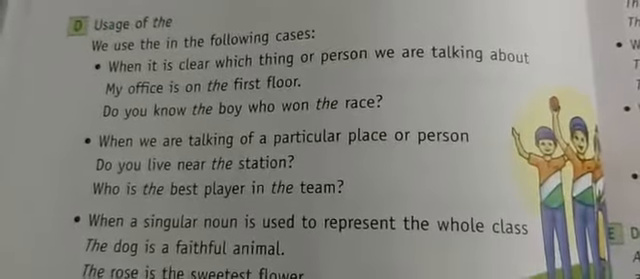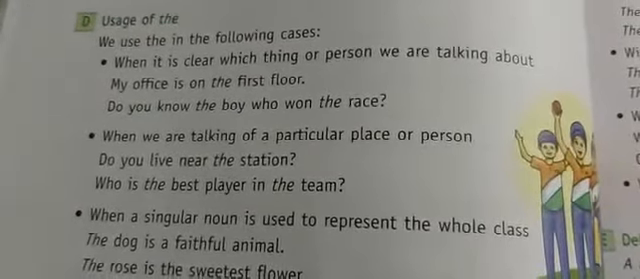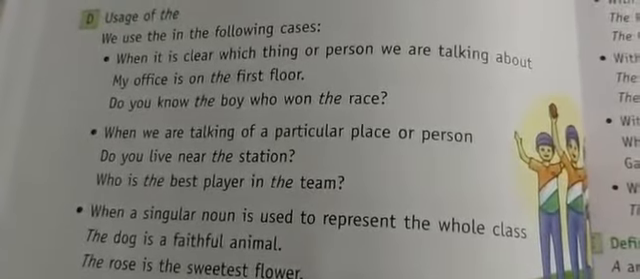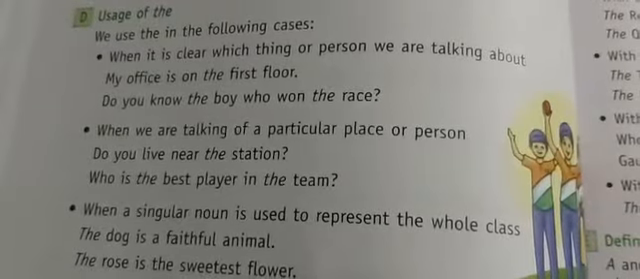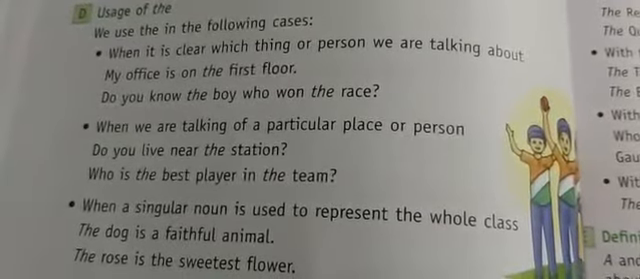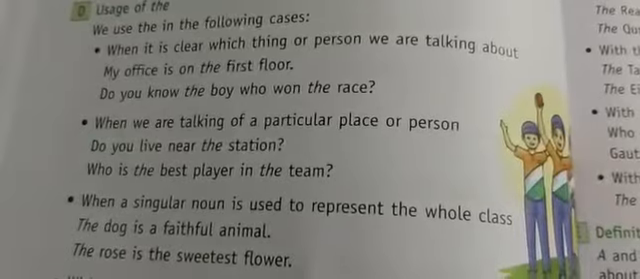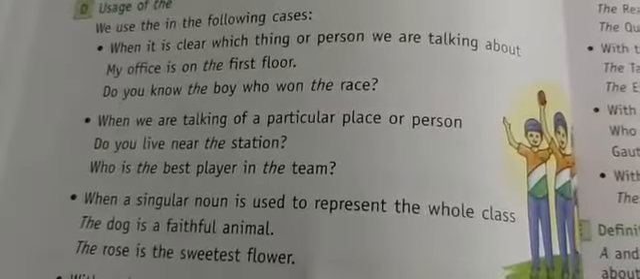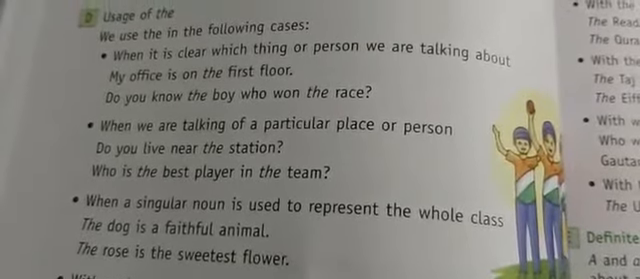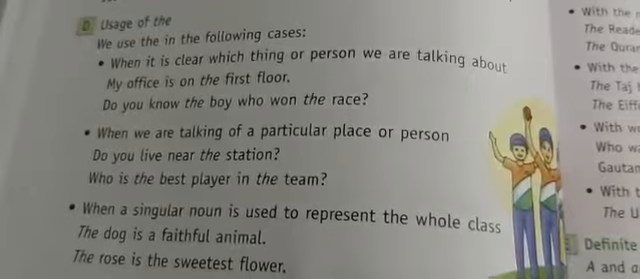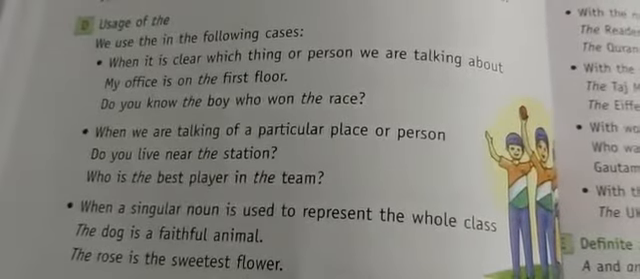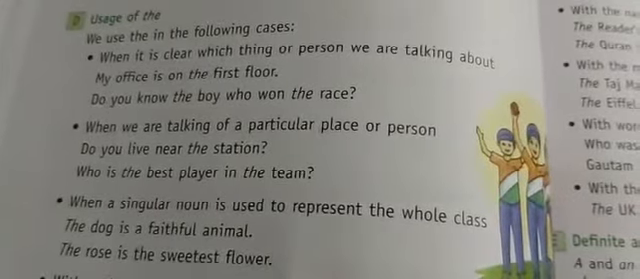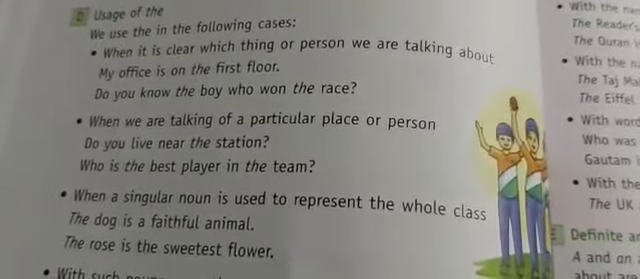Now let's see where the is used. We use the in the following cases. The first one is when it is clear which thing or person we are talking about. We are very specific that we are talking about a specific person or a specific place. We use the over there. For example, my office is on the first floor. Here we know which floor we mean, so we have used the. Do you know the boy who won the race?